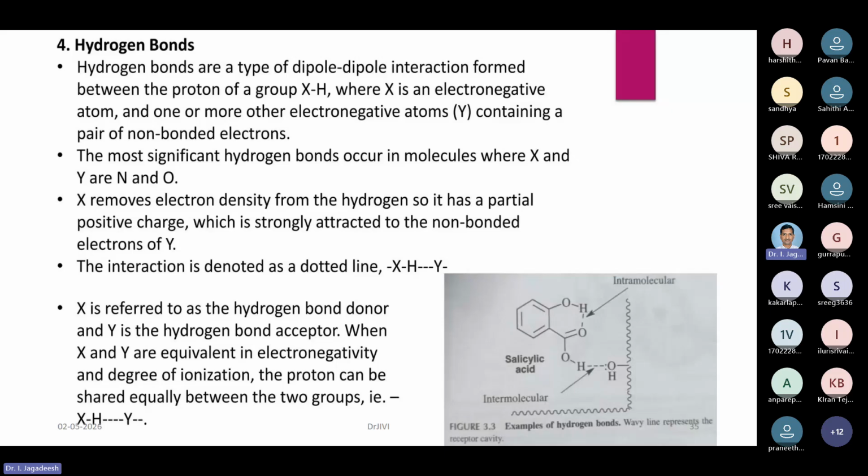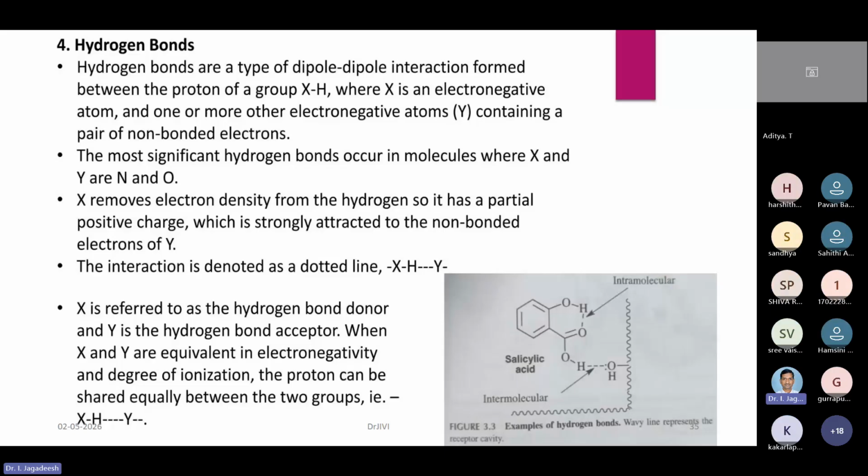X removes the electronic density from the hydrogen, so it has a partial positive charge, which is strongly attracted to the non-bonded electrons of Y. So the interaction is denoted by X-H...Y, where X is an electronegative atom containing one hydrogen that forms a hydrogen bond with another electronegative atom present adjacent to it. So this is possible.